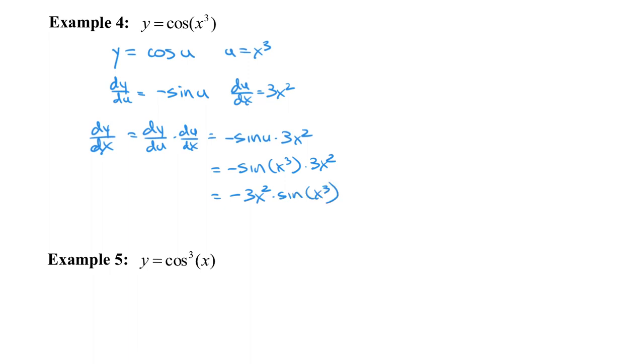Remember, x cubed is the input to the sine function, the argument of the sine function. The 3x squared is not, it's just being multiplied by this whole thing. So often we'll just move it out in front.